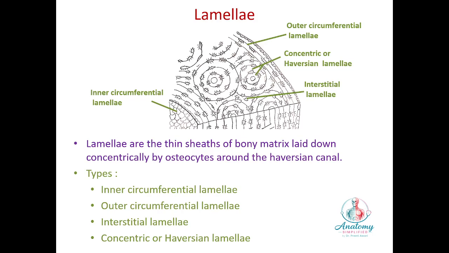Now, as the bone grows, and with the use of various joints and muscles applying forces on the bone at various regions, continuous remodeling of the bone takes place. So, new osteons will be formed and the old osteons will be destroyed. In between the osteons, we can see some parts of old osteons. We call them interstitial lamellae. So, there are 4 types of lamellae: inner circumferential, outer circumferential, interstitial, and concentric.